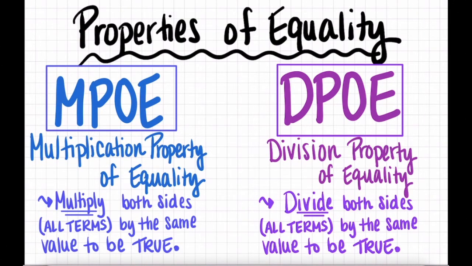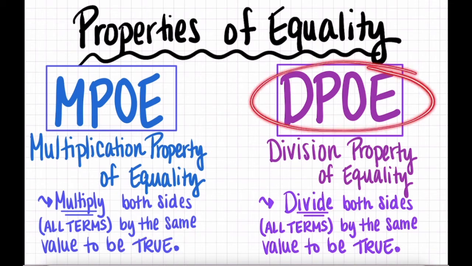It's Mrs. Angel with your lesson for today on solving equations with multiplication and division properties of equality. Just as a reminder, the multiplication property of equality, or MPOE, means that if you're going to multiply one side of the equation, or all terms on that side, you also have to multiply the other side by the same value for that equation to remain true.